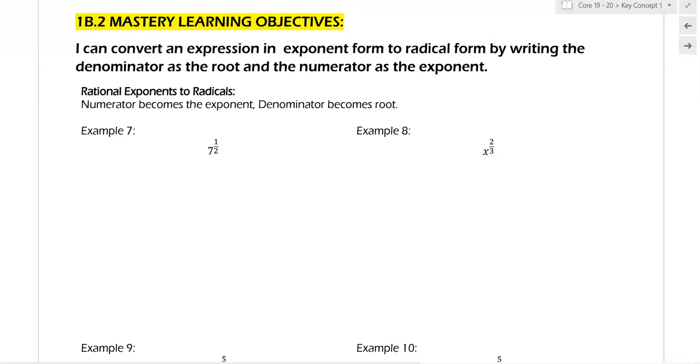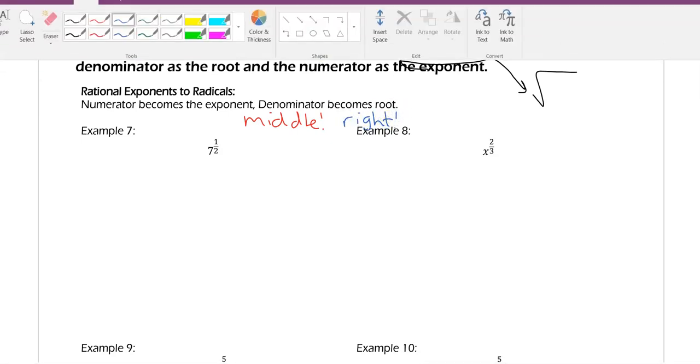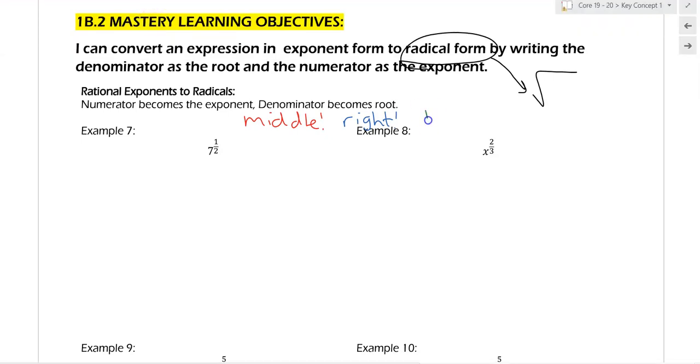If it asks you for radical form, that's the directions. Radical form has a radical in it. So that's the biggest part. I still like to think middle, right, left. Middle. And then right. And then left.